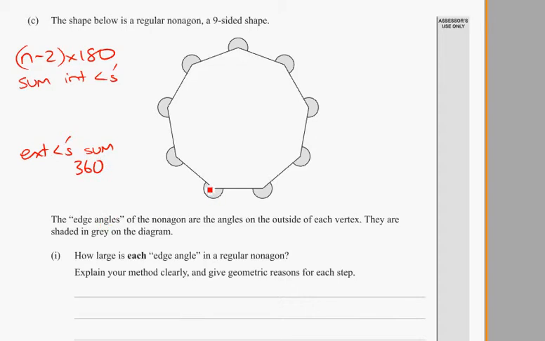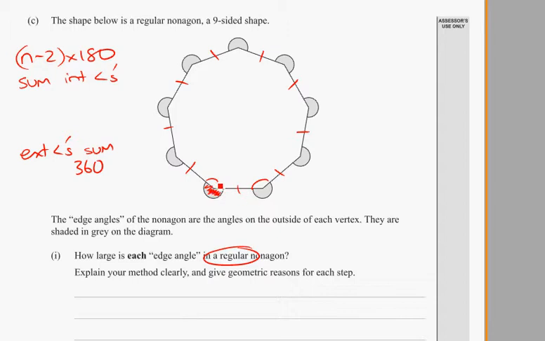Now it describes edge angles. We don't learn about edge angles, but it tells us what they are, and it shows us what they are as well. How large is each for a regular nonagon? Now it says it's regular, which is helpful, so we'll put those on to show that it's regular, which means all the interior angles are the same, and obviously all the edge angles are too.